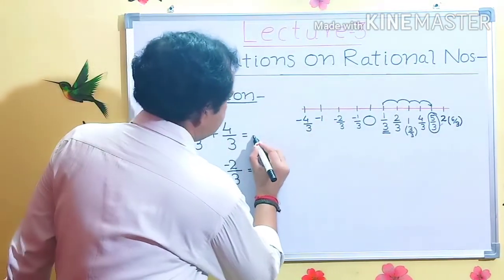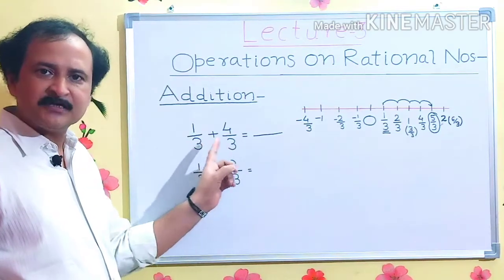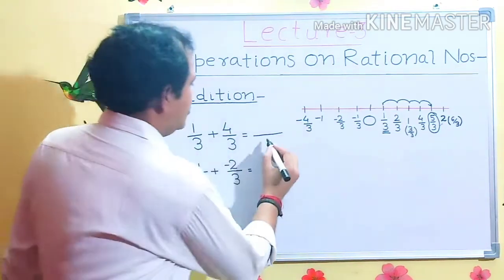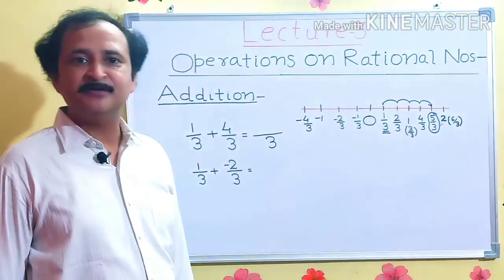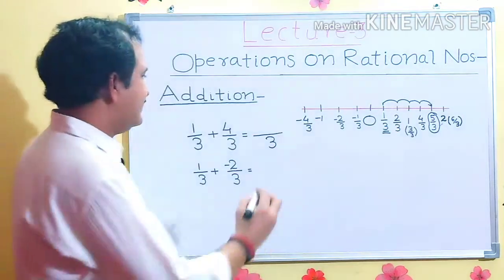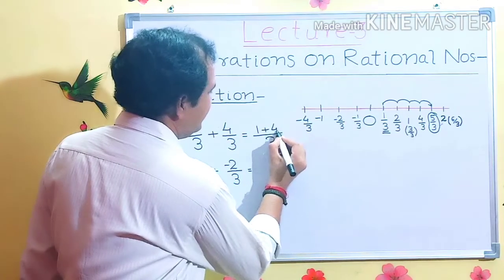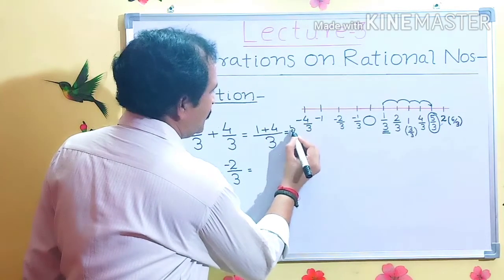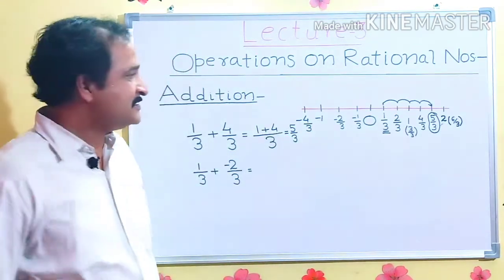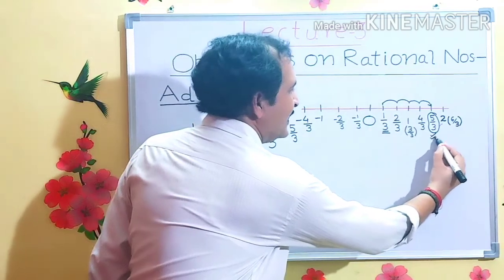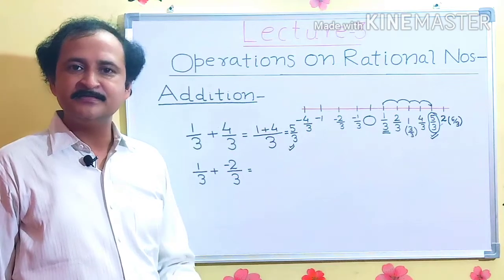Now, because the denominators of both rational numbers are common, write the denominator the same as the denominator in the rational numbers and add the numerators of both numbers. Then what is the new rational number? It is 5 by 3. This means that from the number line and by this method the results are the same.